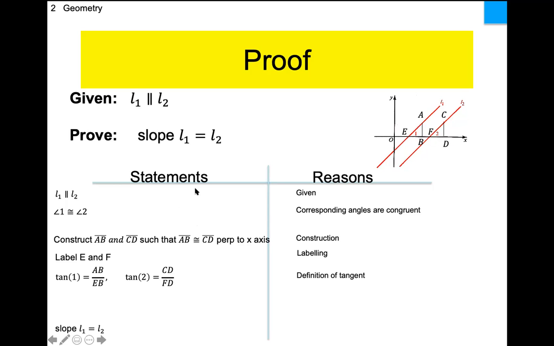Okay, but we already know that angle 1 is congruent to angle 2, so therefore those two ratios must be equal to each other. And if those two ratios are equal to each other, therefore their slopes are equal. That's the definition of slope, rise over run. And there we go. That was pretty crazy. So we just proved one direction and we proved the second direction. So we proved a biconditional statement.